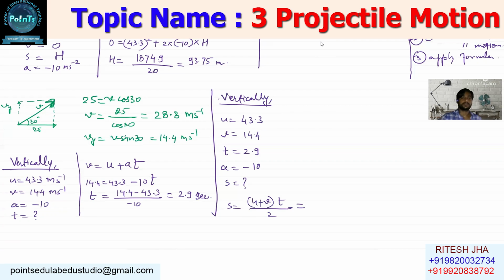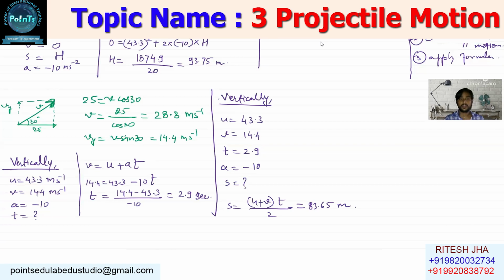So what do you get? We get 43.3 plus 14.4, that is 57.7, times 2.9. So we get 167.33 divided by 2 is 83.665. So this is the distance covered, the height covered basically.